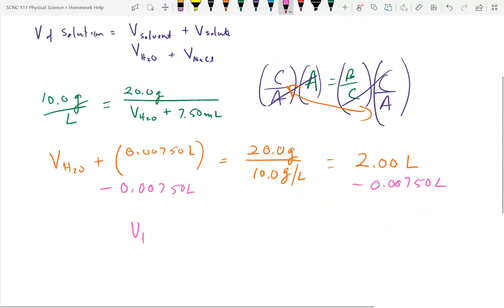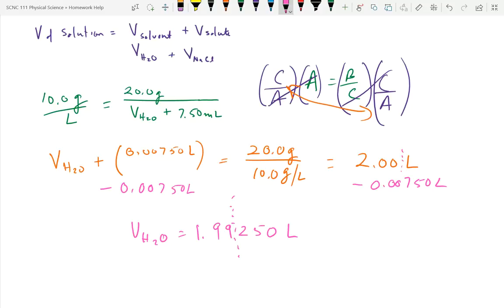So I have volume of H2O is equal to, if I subtract that out, 1.9925 liters, but I only have out to the hundredths place for my volume. And so I'm going to round this to the same decimal point that I had for the total volume. And there I have my answer.